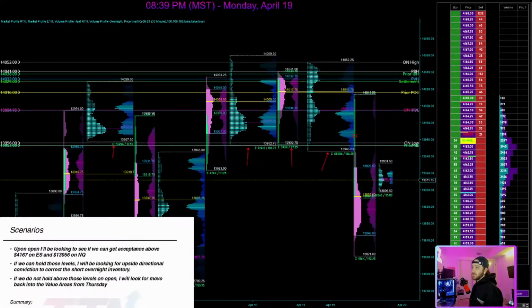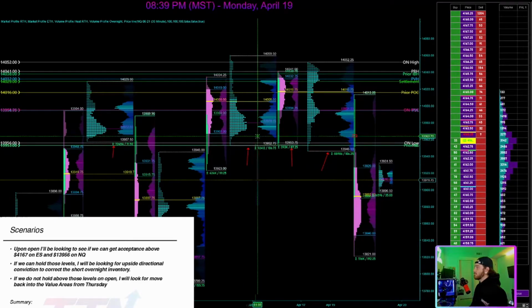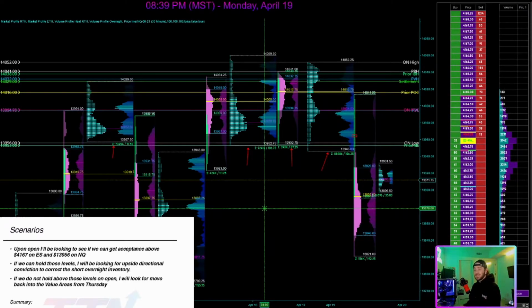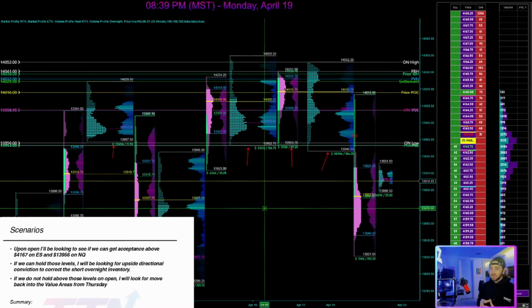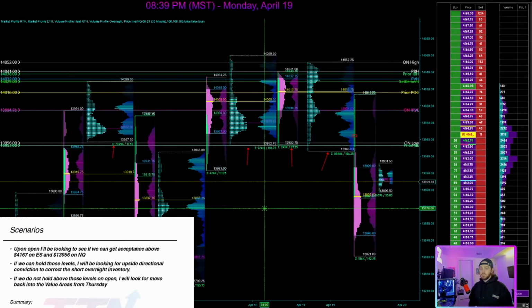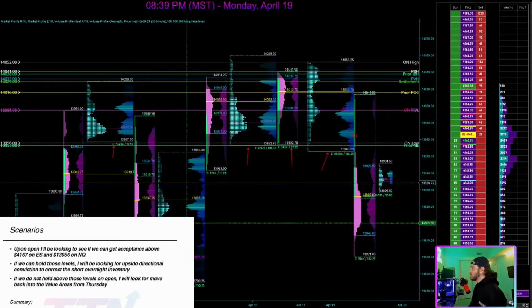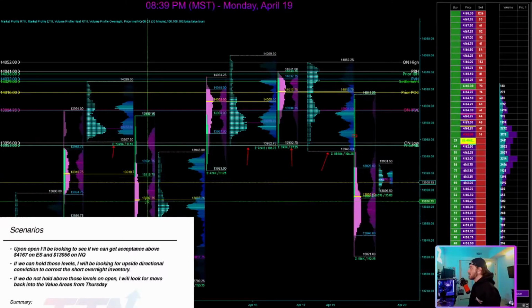So moving down here, just to reiterate, you can see that I said upon open, I was looking to see if we could get acceptance above 41.67 on ES and 13,956 on NQ. If we could hold above those levels, I was looking for that upside directional conviction to correct the short overnight inventory, which was the higher probability play. So just to make this abundantly clear, the lower probability play did occur today. So if we did not hold above those levels, I was looking for that move back into value area from Thursday, and that is precisely what we got.